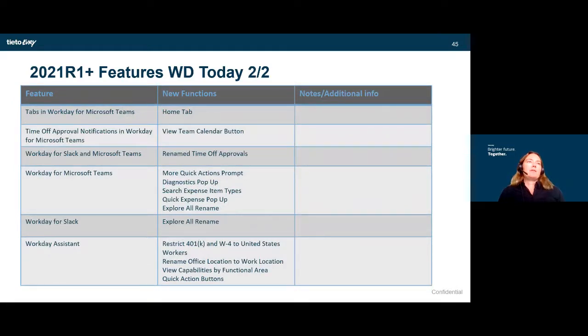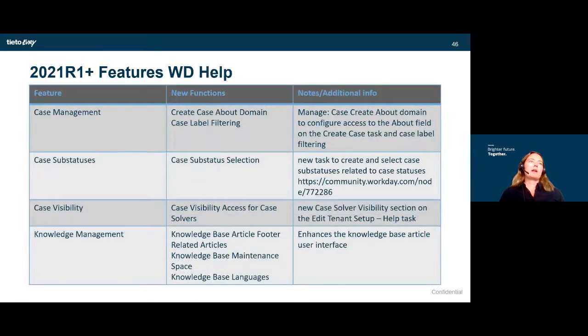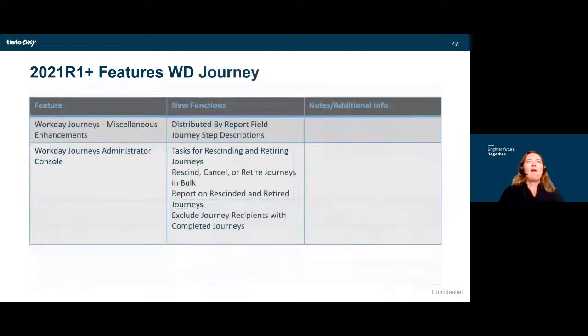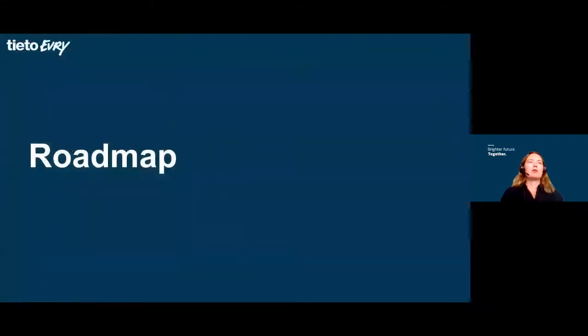And some for the natural workspaces and assistant are coming. From the Workday Help features, I want to highlight the case sub-statuses coming. I think it is a very useful feature. You can add sub-statuses for the statuses you have with your cases, so look into that if you have it in use. And there are some for the journeys, but I don't think there are that many journey users in the call.